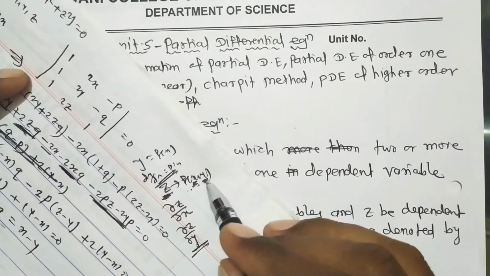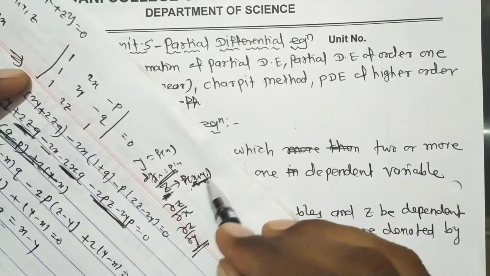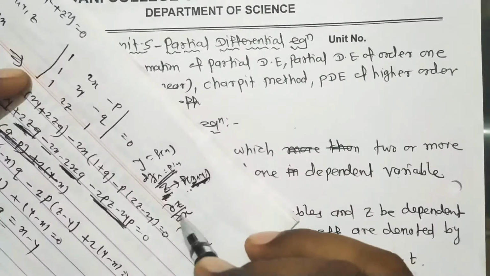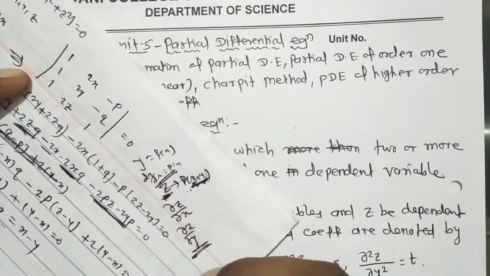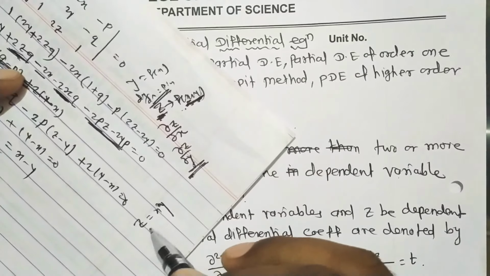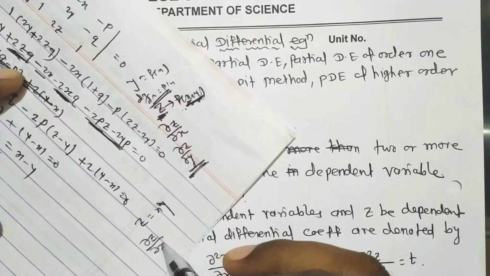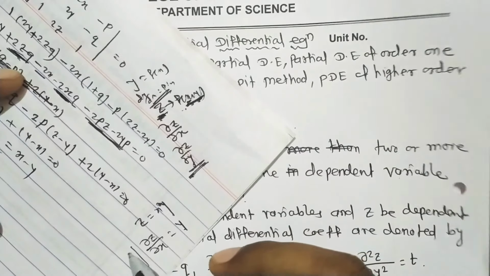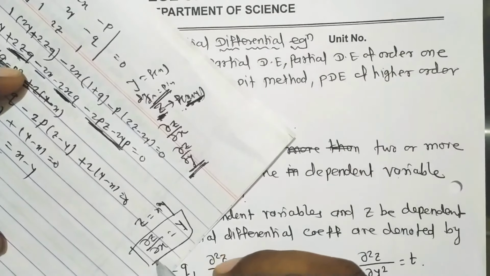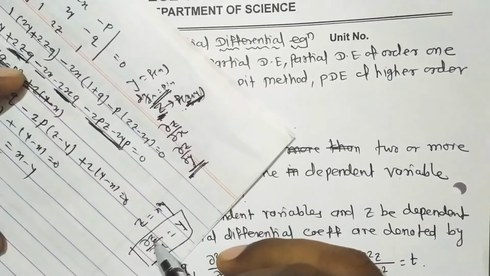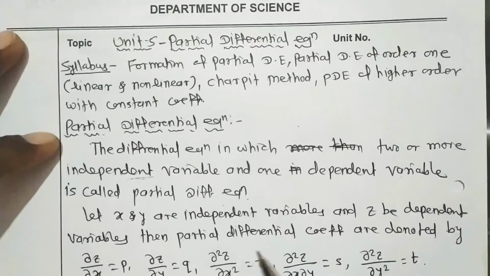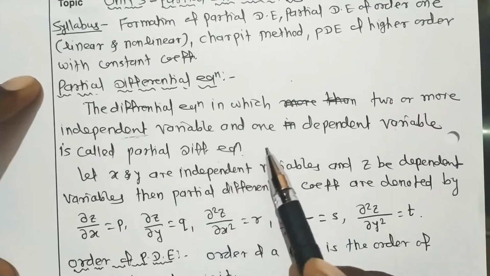So z is function of x, y. Z dependent variable, x, y independent variable, means here two independent variable, one dependent variable, and that equation involves derivative. For example, if you take z is equal to x into y, and if you find its derivative, then that becomes ∂z/∂x is equal to y. So this is the partial differential equation. Means this equation involves partial derivative, one dependent variable z and two independent variable x and y. So this is the definition of partial differential equation.